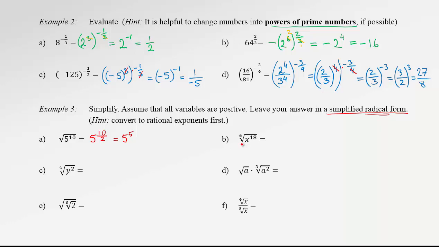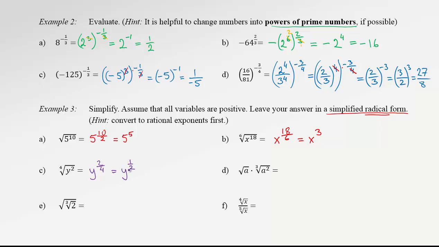Okay, let's see the next example. If we want to rewrite this radical in exponential form, that will be x to the 18 over 6. And again, let's perform this division. It becomes x to the 3. Very nice answer, no radical anymore. Next, here we have y to the 2/4. Let's reduce our fraction. That becomes y to the 1/2.